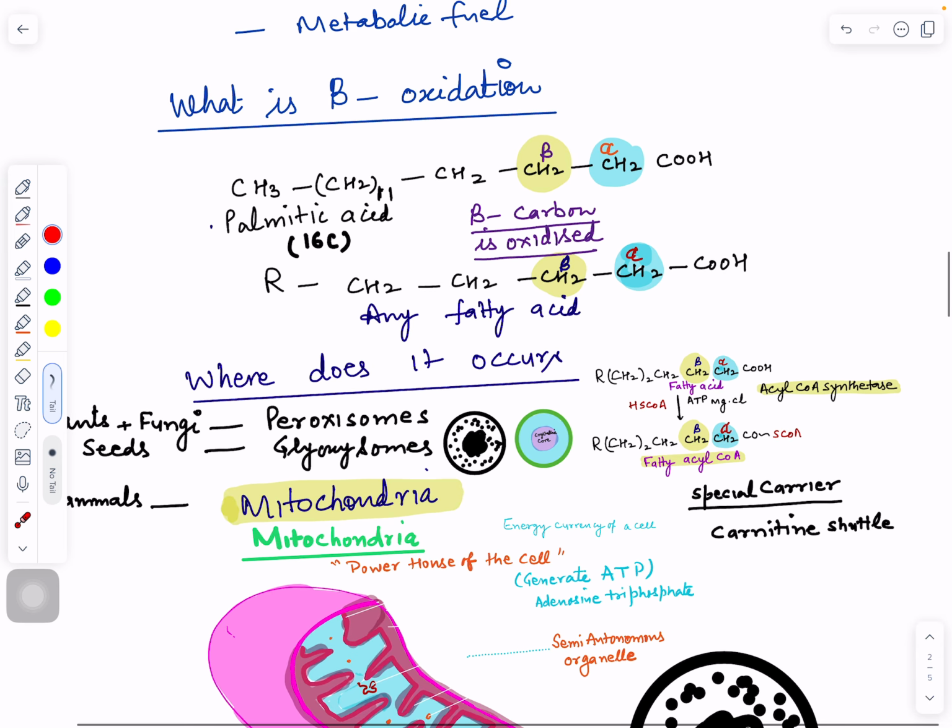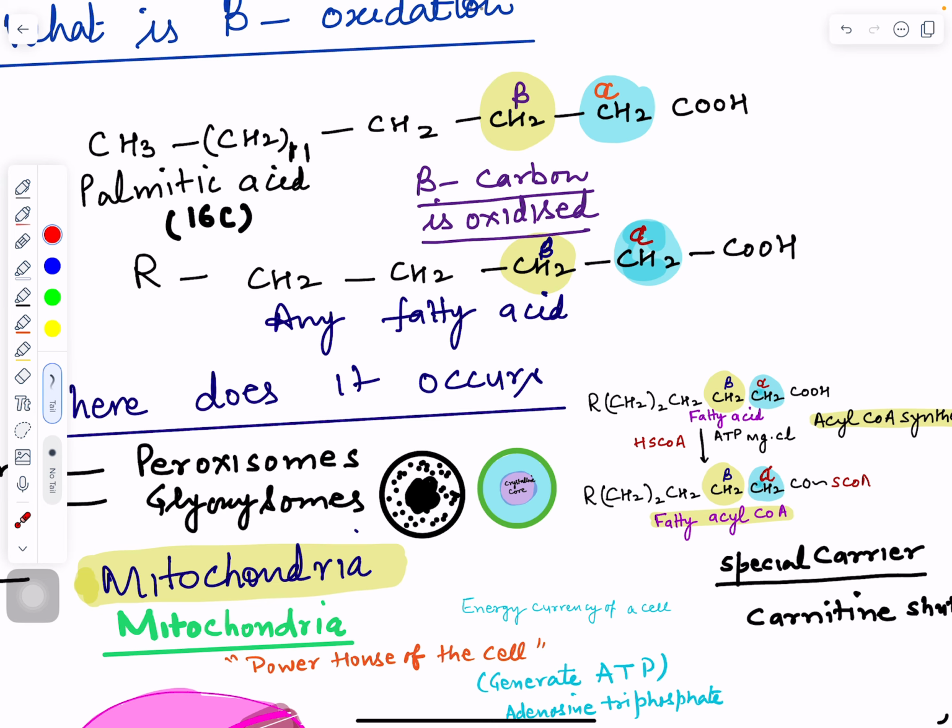If we take any fatty acid, it can be any fatty acid like R, CH2, CH2, CH2, CH2, COOH. So here we can take any length. It can be 14 carbon, 16 carbon, 18 carbon, 20 carbon, 12 carbon, and so on. Now this is the acidic group, and adjacent to this carbon, this is called alpha, and this is called beta. So at this position oxidation is going to take place, so this is called beta oxidation.